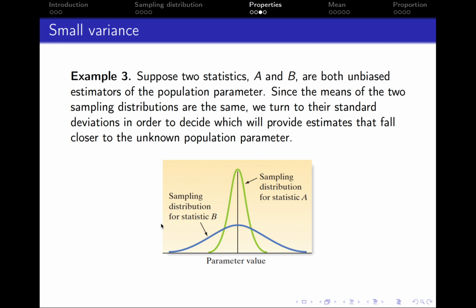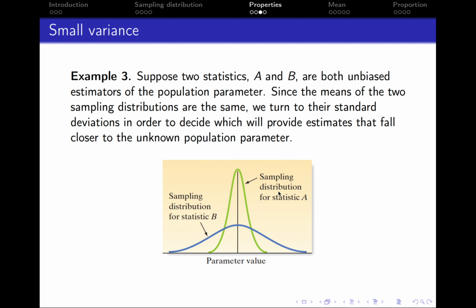Once again, suppose two statistics A and B are both unbiased estimators of the population parameter, so their sample means are equal to the population means. Since the means of the two sampling distributions are the same, we turn to the standard deviations in order to decide which will provide estimates that fall closer to the unknown population parameter.